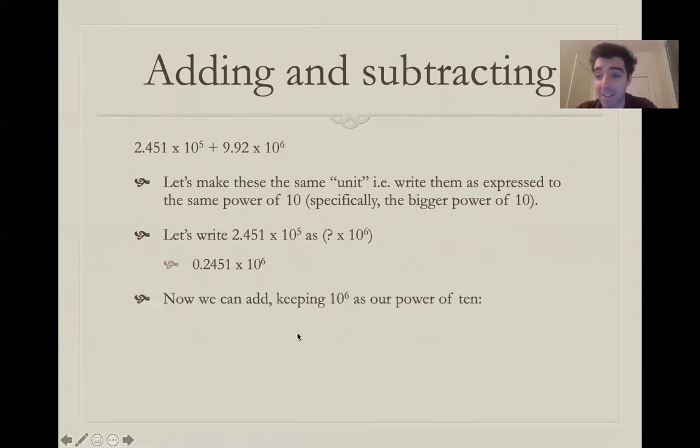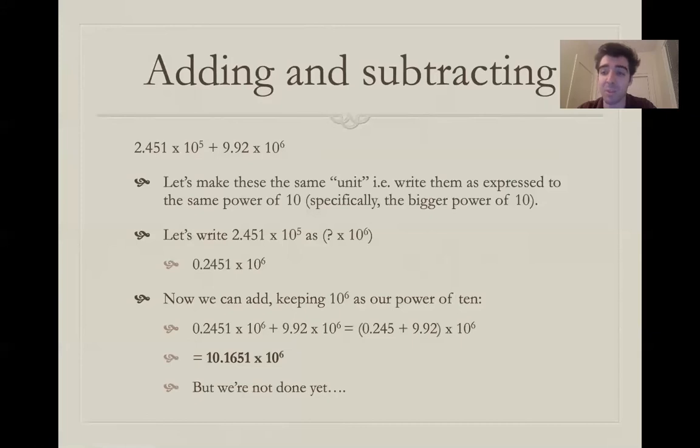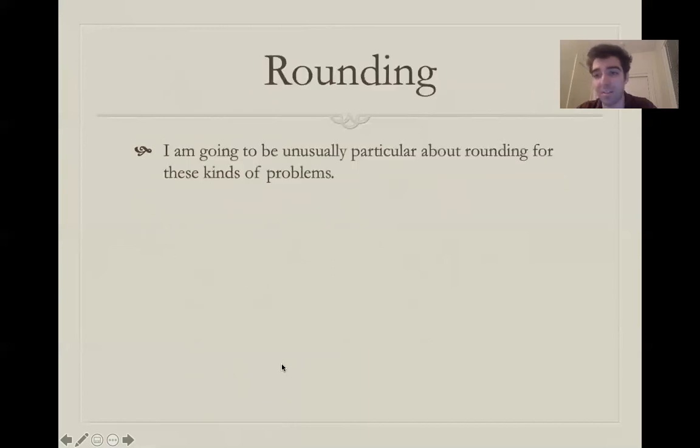So now we can add these two together just like we would like to. They have the same power of 6, so we can actually put these two coefficients together to get 10.1651 times 10 to the 6th. Okay. We're not quite done yet, though. There's two things we need to do. One of them is we notice that this is not in scientific notation, so we need to put it back in scientific notation. But there's something we need to do before that.